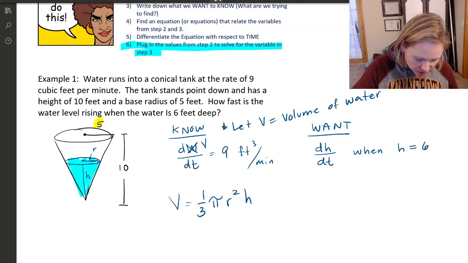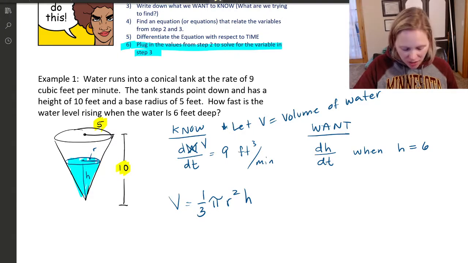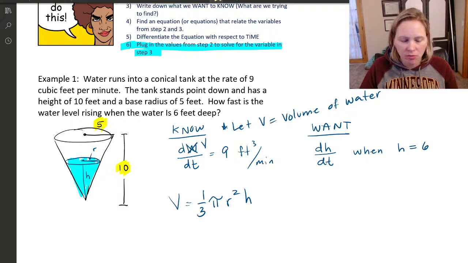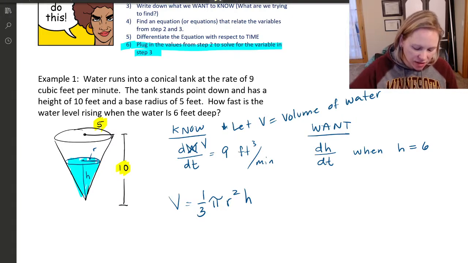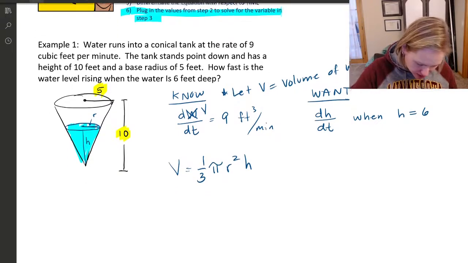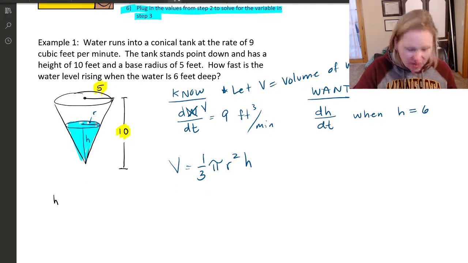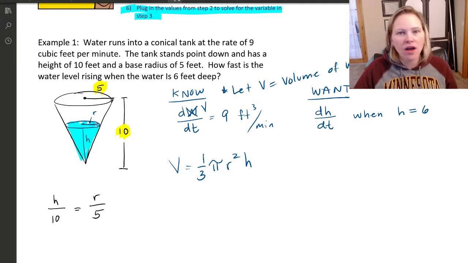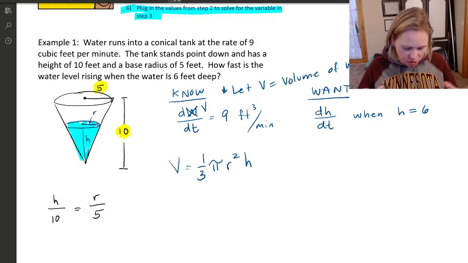You'll notice we haven't done anything with this information. And when you look at the cone of water, what I want you to notice is that it is a similar geometric shape. Now, when we have similar geometric shapes, that means that the sides and the heights and all of the dimensions are going to be proportional. And so if I take h, the height of the water cone, and put it over 10, h is to 10 as r is to 5. So I have this proportional geometric similar shape. Similar shapes have proportional dimensions.